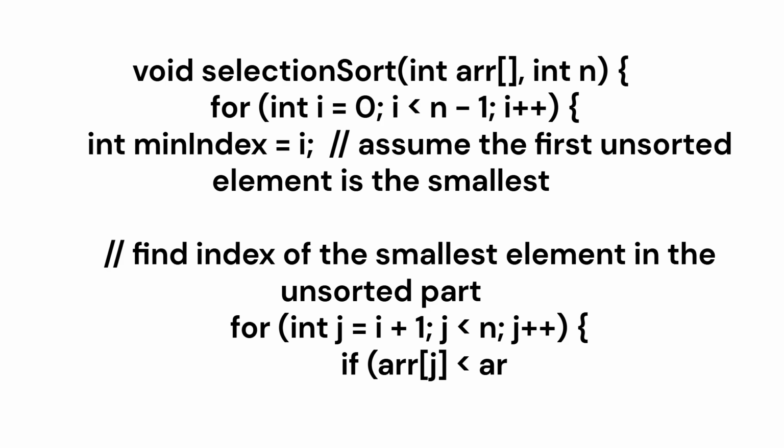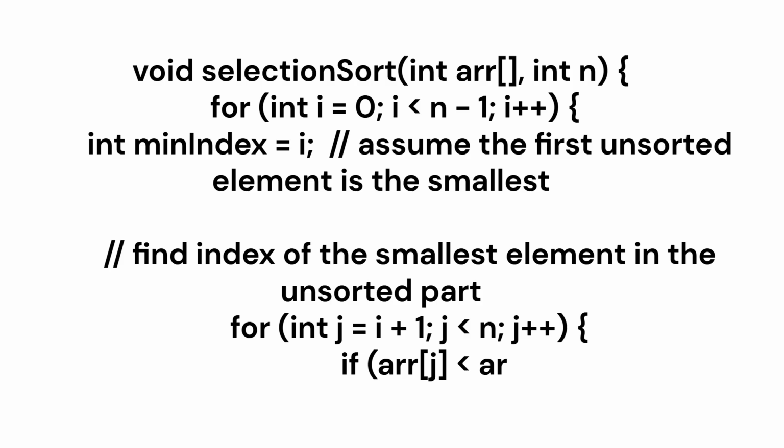Outer loop in selection sort. The outer loop goes from left to right. Its job is: pick the current position. Assume that position should get the smallest remaining element. After the inner loop finds the real minimum, swap it into this position. So each round, the sorted part grows by one element.